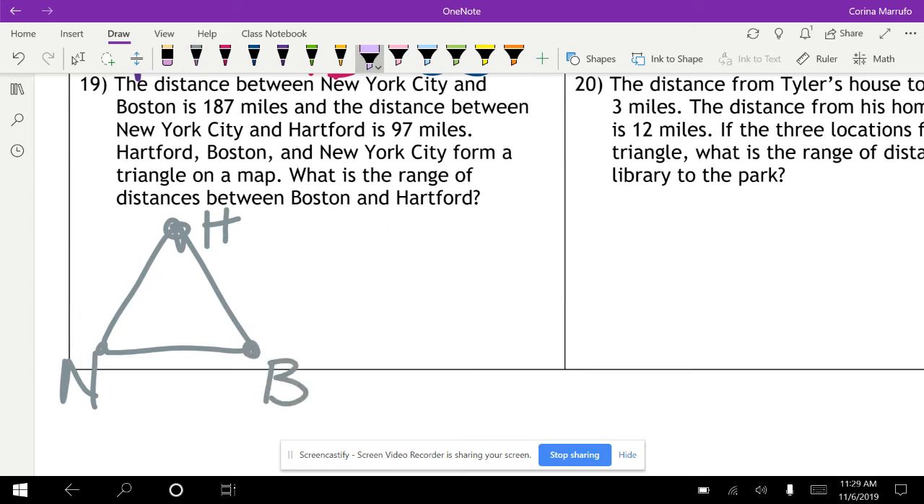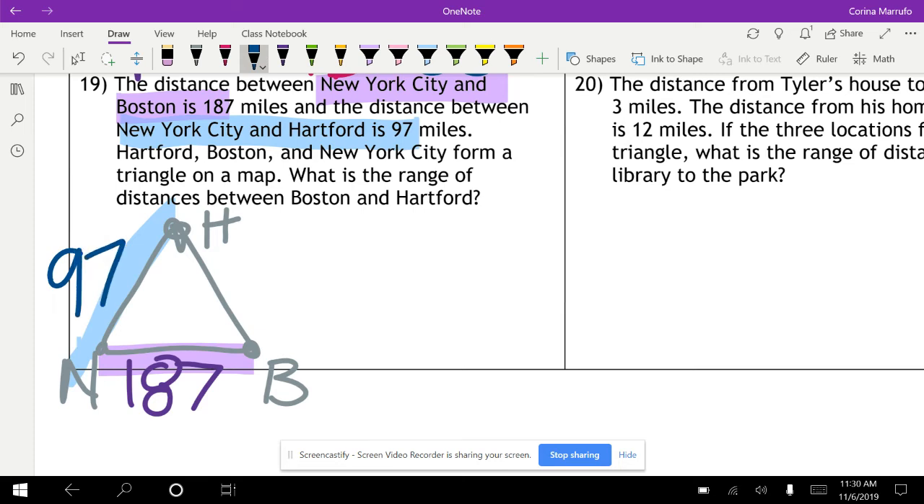And then we use the information that they give us. They say between New York City and Boston, so New York City and Boston is 187 miles. And then the next one is the distance between New York City and Hartford is 97 miles. So between here and here is 97. So now they want us to find what are the possible distances for Hartford and Boston.